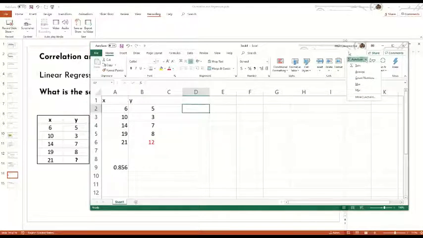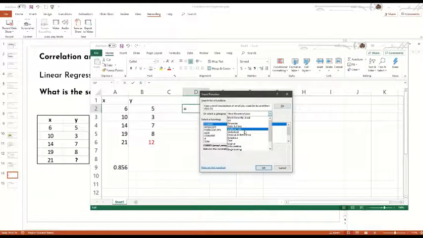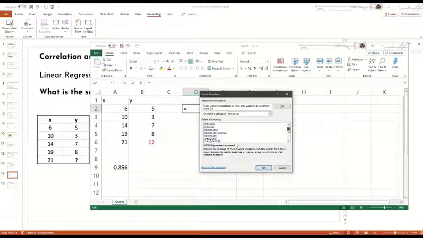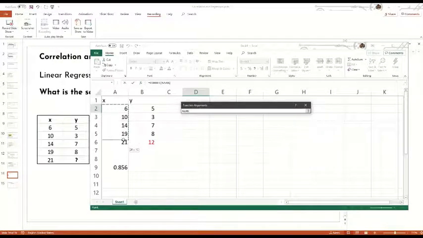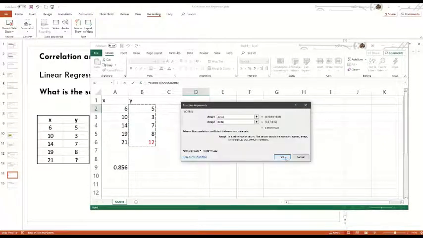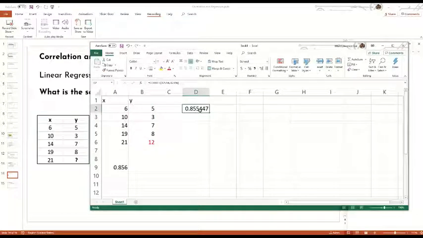So, punta tayo dito. Punta tayo sa function na to. We look for statistical, and we look for correlation. Okay, so RA1, okay, we have 21, and RA2, we have this one. Okay, so ito yung sagot. So, malapit lang, di ba?